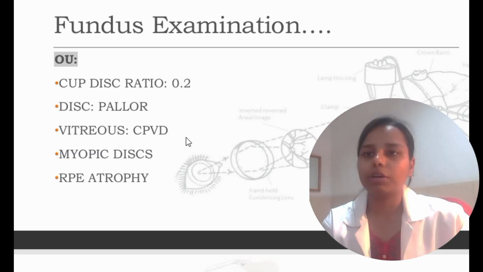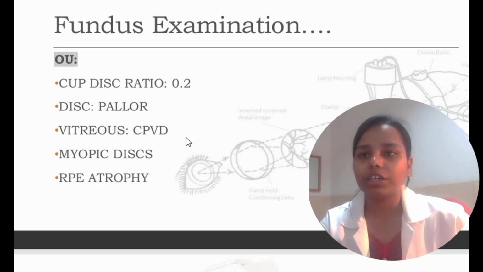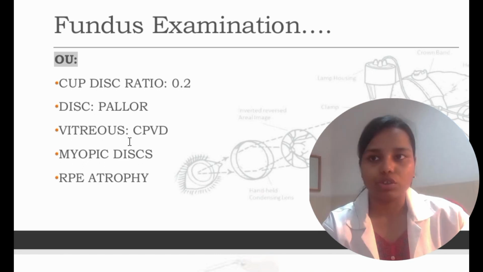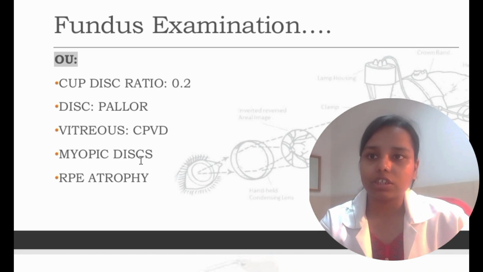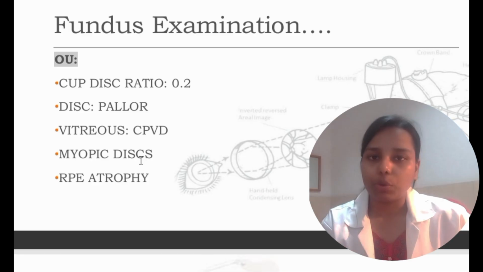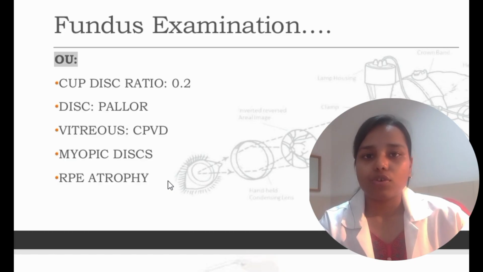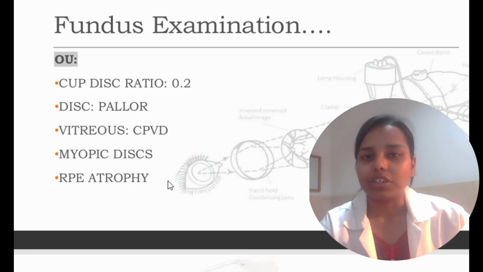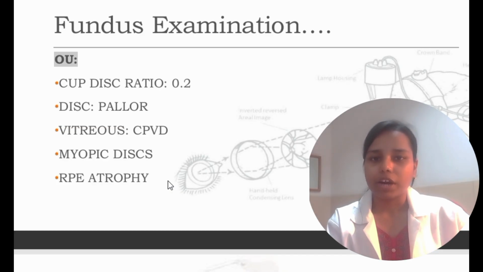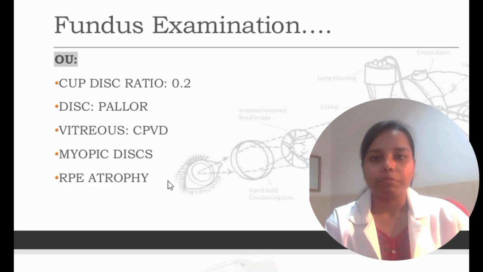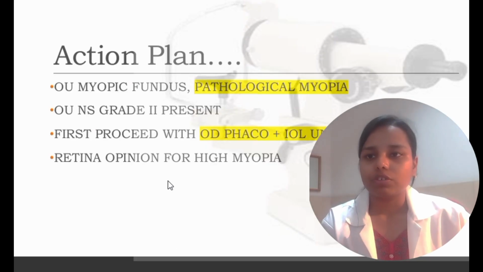Now coming to the fundus examination. After the consultant saw that patient's fundus, he noted the cup-disc ratio was 0.2, the disc was paler in color, and vitreous CPVD was there. It was a myopic disc. Point to be noted, it was a myopic disc, as we can expect because the power was minus 18 and minus 20, right? So the consultant noted it as a myopic disc patient. The patient has pathological or high myopia. RPE atrophy was also there.